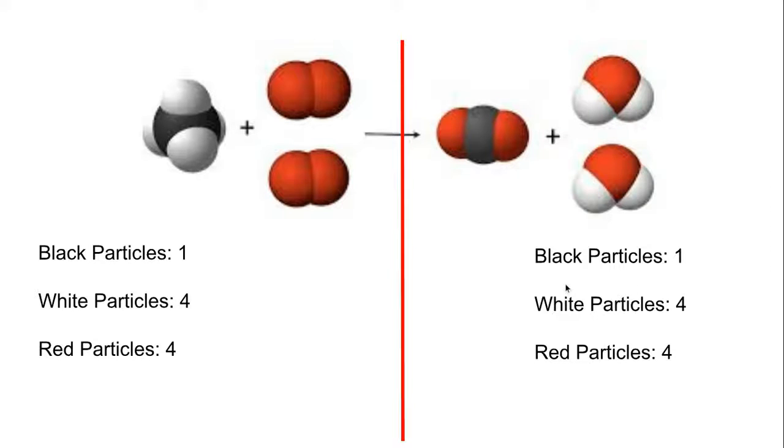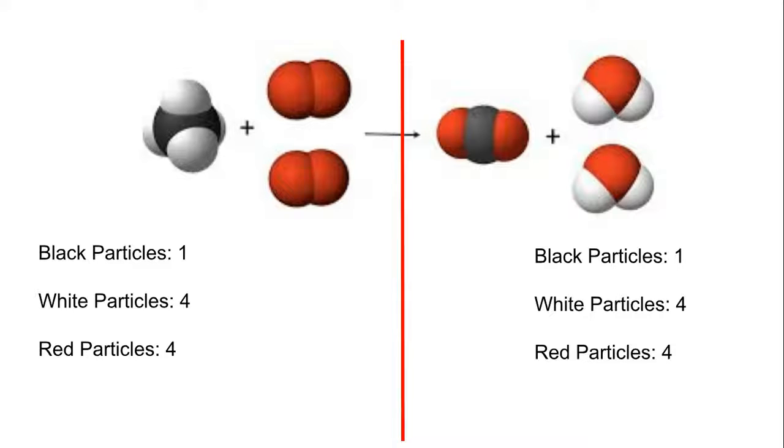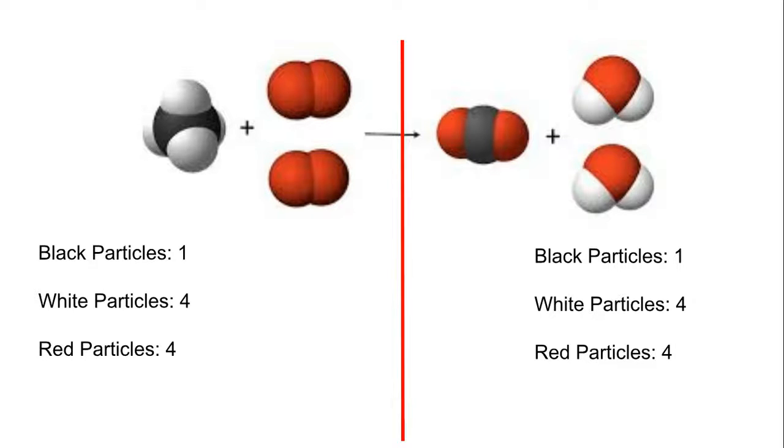So now let's compare the number of particles at the end to the number of particles at the beginning. And you can see whether it's the black one, the white one, or the red one, we still have the same number of particles. This shows that the law of conservation of matter is true. Even though these things go through a chemical reaction, the gasoline and the oxygen, it's still going to give us back the same amount of matter that we put in. It just changes the form it's in or how we arrange it.